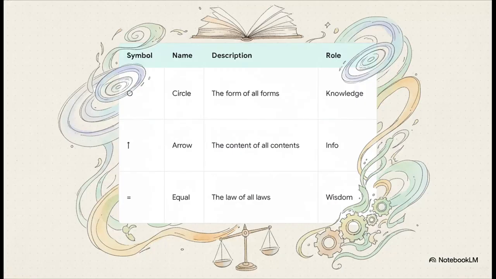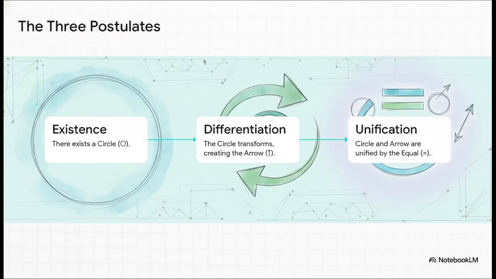Yeah, this table right here really gets to the core of it. Each symbol has a very specific role to play. The circle is like the container, the form of all forms. You can think of that as knowledge. Then you have the arrow, the dynamic stuff inside it, the content of all contents. That's info. And finally, the equal sign. That's the law of all laws that balances the other two. That's wisdom.